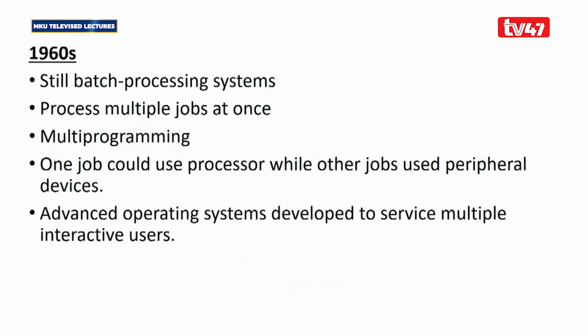Then in the 60s, we still have batch processing systems, but now we could process multiple jobs at the same time. So we could have things like multitasking and multiprogramming being introduced, unlike the 50s where we had single tasking. One job could use a processor while other jobs used peripheral devices. So you could be using the processor to carry out a task and accessing a peripheral device like a printer maybe. And then we have advanced operating systems developed to service multiple interactive users.